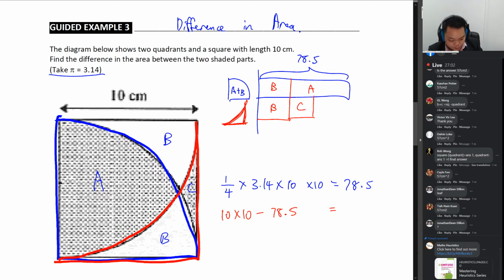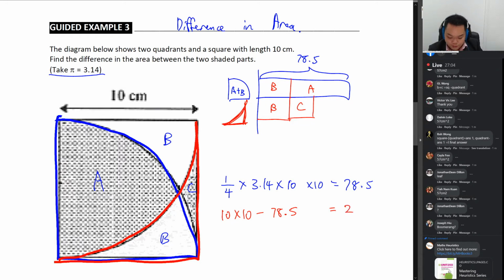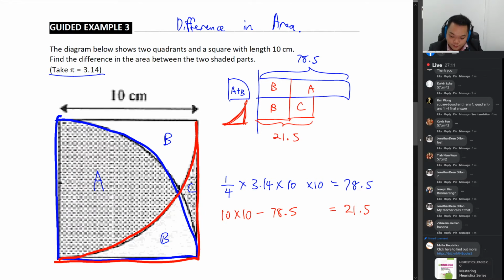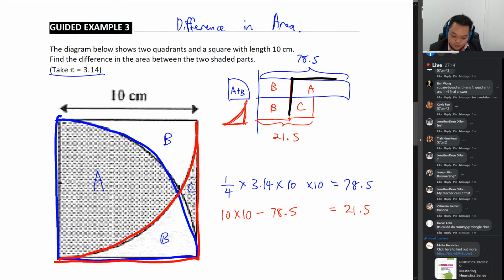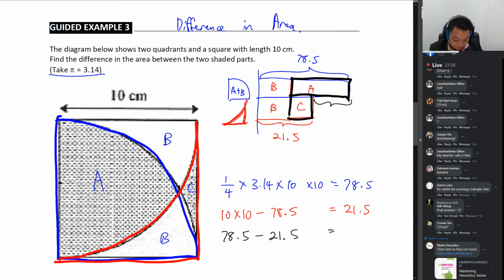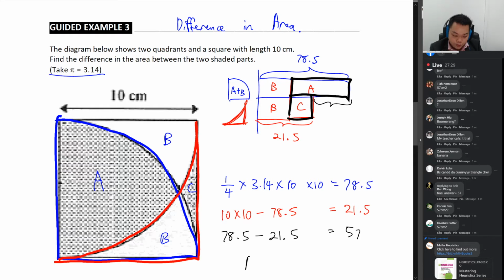100 minus 78.5 will give you 21.5. And using the same idea as discussed earlier, the difference between A and C now would just be 78.5 minus 21.5. So that will give you 57. So the answer here is going to be 57 cm squared.